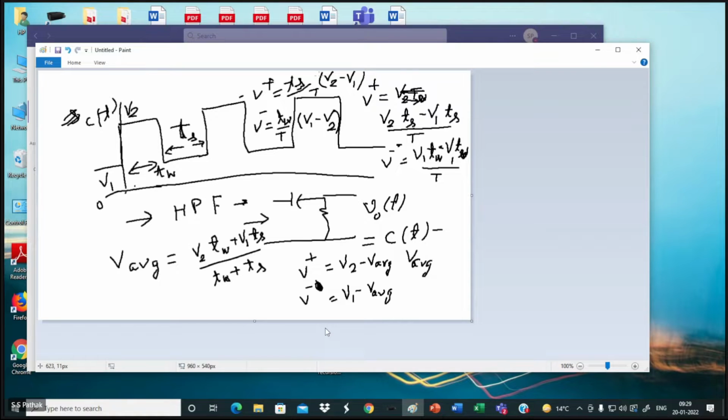You want a better diagram? Do you want a better explanation on a new sheet or what? Understood it now?